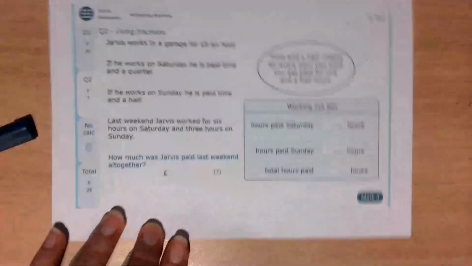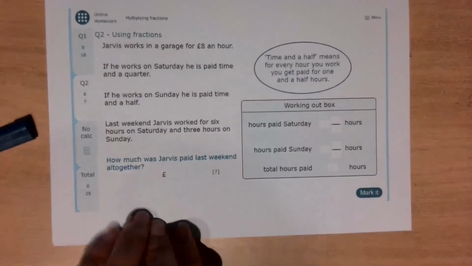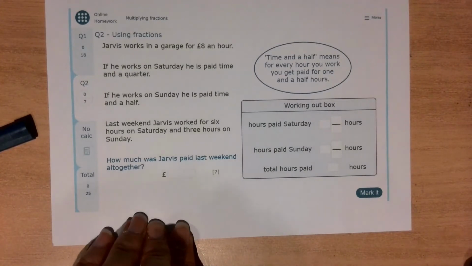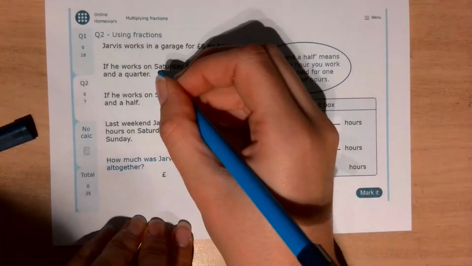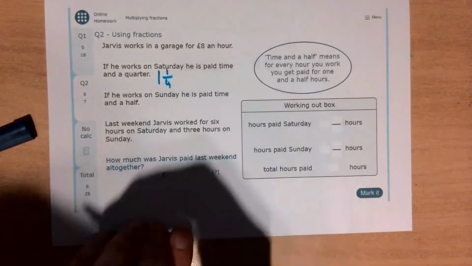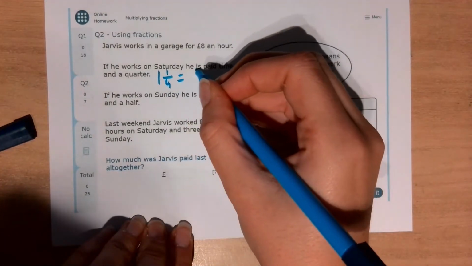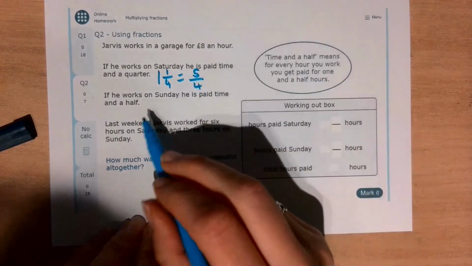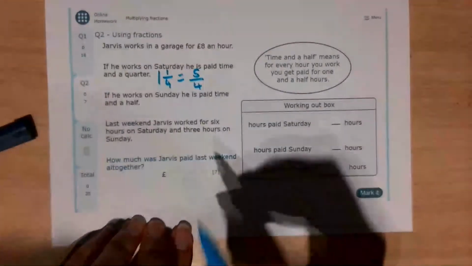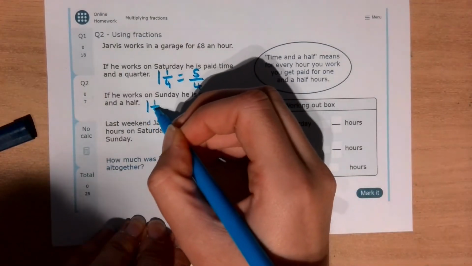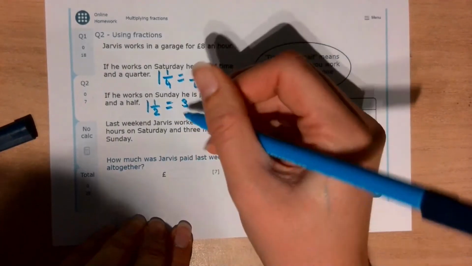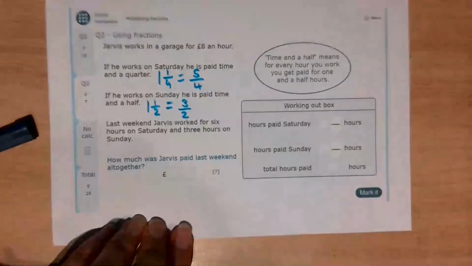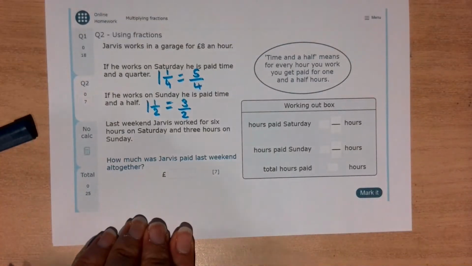Now this question here will confuse a lot of you, but actually it's really not that problematic. So on a Saturday he's paid time and a quarter. Let's think about that. So that's 1 1/4. We could write that as 5 quarters, 5 over 4. If he works on Sunday, he's paid time and a half. That's 1 1/2 what he would normally be paid, which means he's paid 3 halves of his normal wage, 3 over 2.